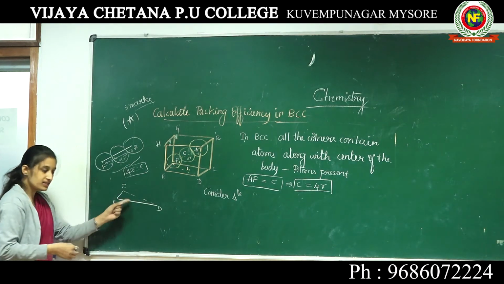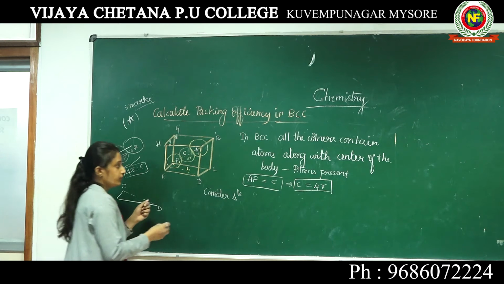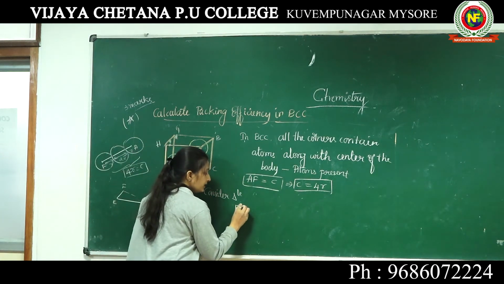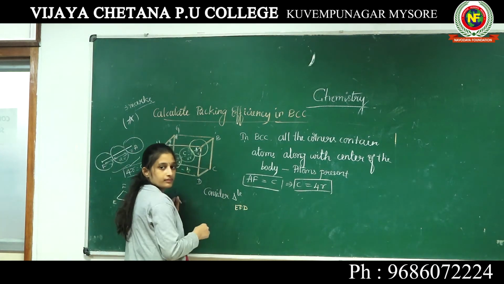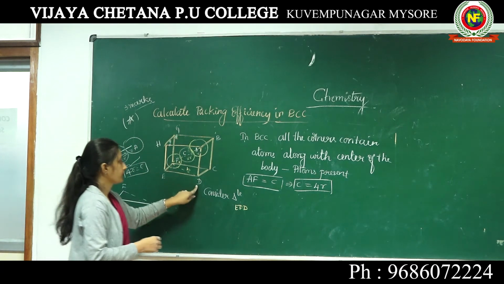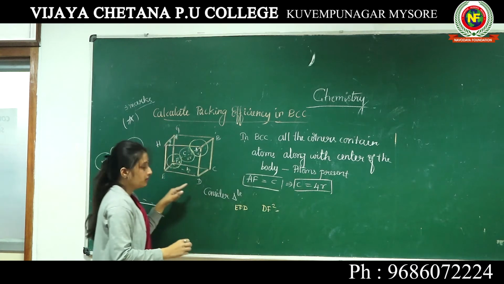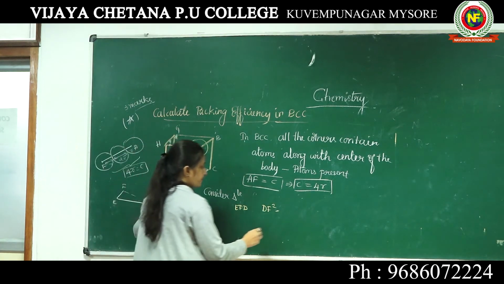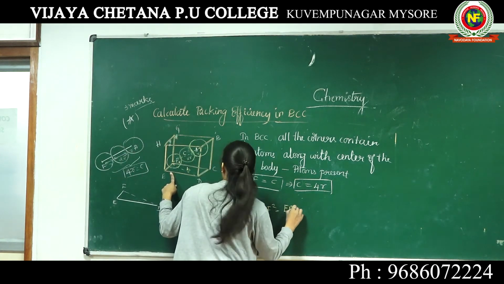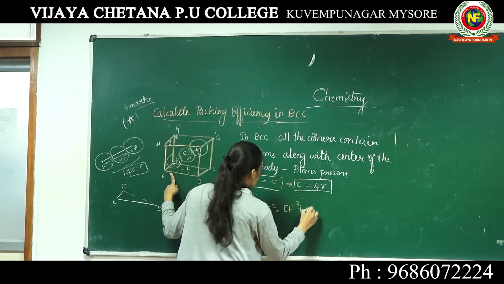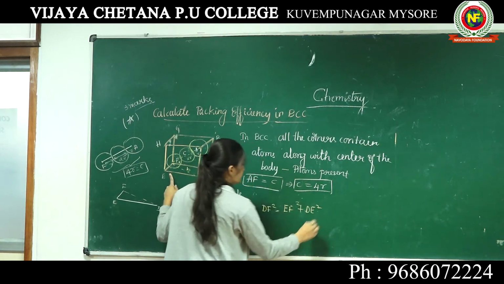EFD. I am going to consider this circle. I am going to consider triangle EFD. See, DF square, apply Pythagoras rule. DF square is equal to EF square plus DE square.